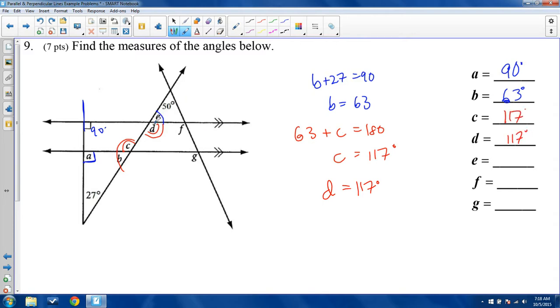You could say D and E are a linear pair, which I stated before, but B and E are also alternate exterior angles, on other sides of this transversal through these two parallel lines. So B and E are equal, so E also equals 63 degrees.